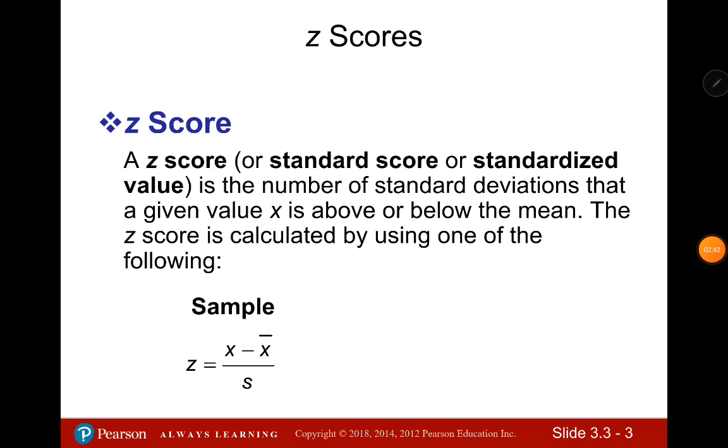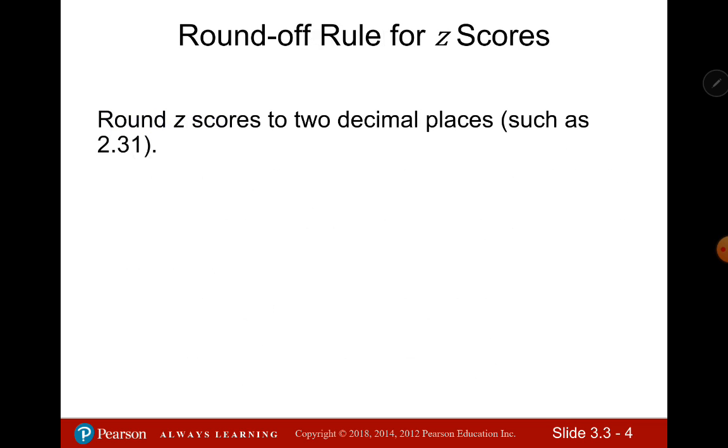And we have two formulas. One is for sample, another is for population, but most of the time, we will just use this sample formula because almost all the time, we work on the samples, not the population, right? But they have the same meaning. Individual value minus mean value divided by standard deviation. It just measures how many standard deviations value x is away from the mean. And the round-off rule for z-score is just keep two decimal places.